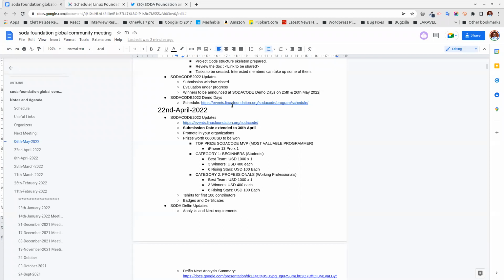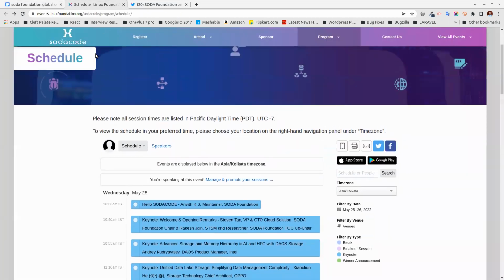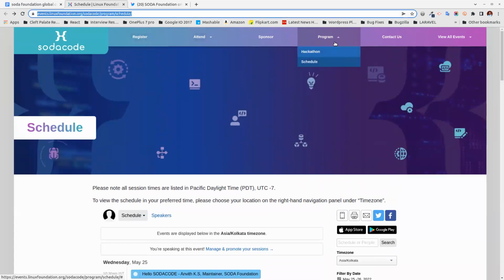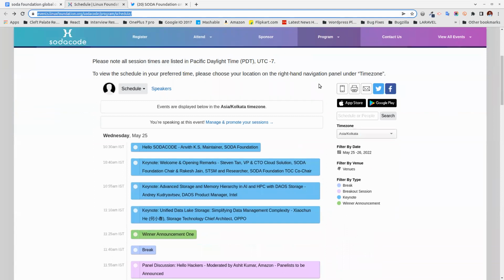If you've not registered yet, please ensure that you have registered for Demo Days. Registrations are open right until 25th of May. If you know friends or colleagues who may be interested in attending, please do share it with them. The schedule is on the SODA Code website, events.linuxfoundation.org SODA Code. We have the program schedule now live.